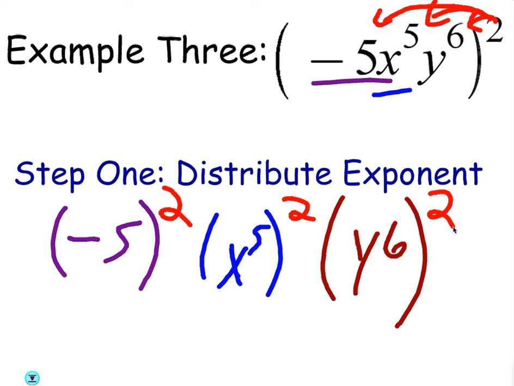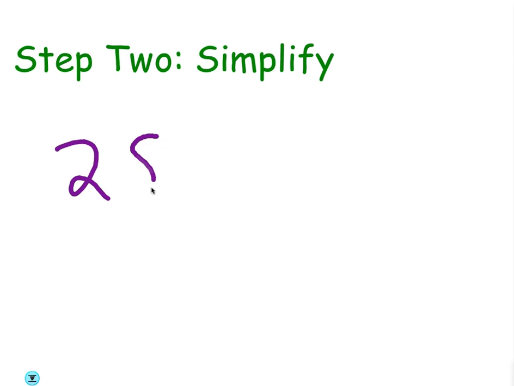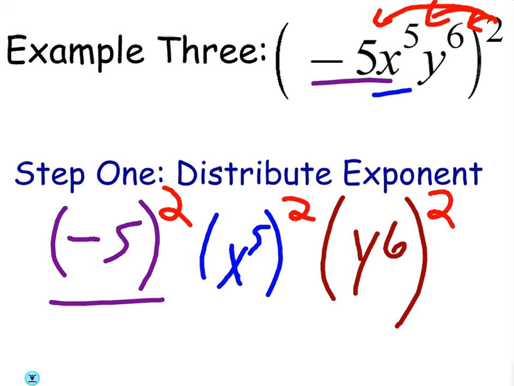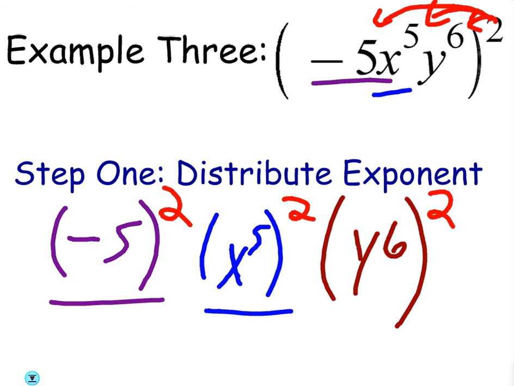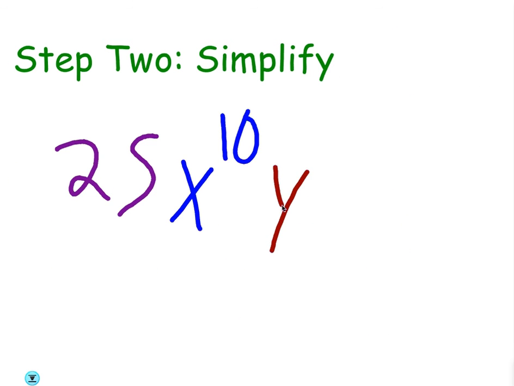Okay, so what's -5 squared? Is it negative or positive? Very good. Yes, that is a positive 25. Okay, now we have x to the 5th squared. Very good. And then we have y to the 6th, good, squared, multiply the exponents, y to the 12. And that's going to be your answer.